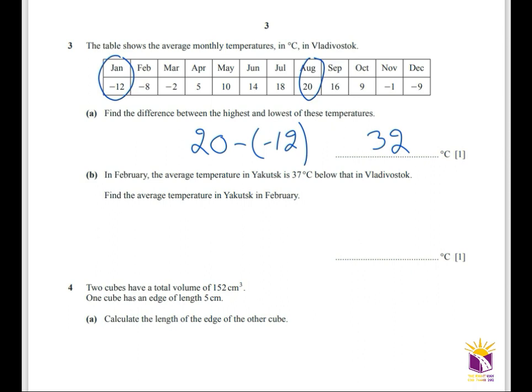Part B. In February, the average temperature in Yakutsk is 37 degrees centigrade below Vladivostok. Find the average temperature in Yakutsk in February. Okay, it is 37 degrees below. So the temperature in February in Vladivostok is minus 8. So minus 8 minus 37, because it is below. For below we are going to subtract. So minus 8 minus 37 will be equal to minus 45. So minus 45 will be your answer.